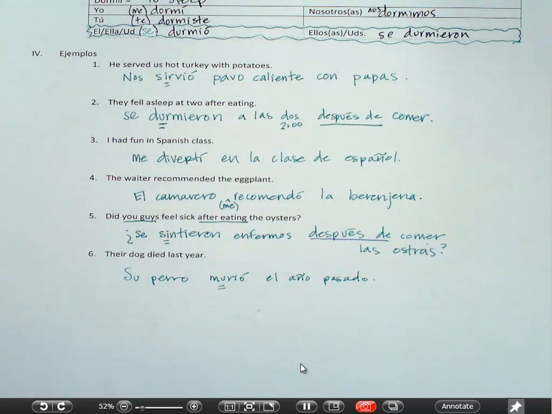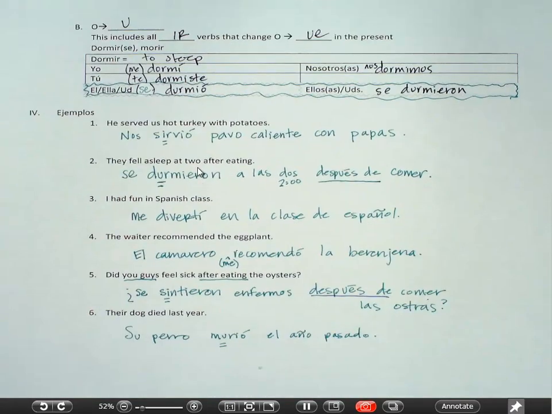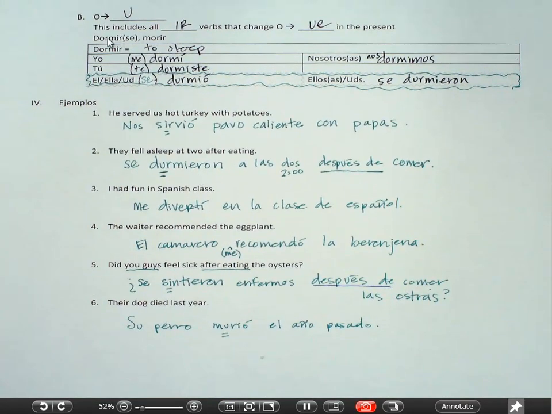So died, to die is morir. It's an IR verb and it's a stem changer in the present. So it's an O, morir, that has to change to the U, murió. If you notice, there's only 2 that we know, if you count dormir as 1. Dormir and morir are the only ones that are O to U in the preterite that we have learned yet.